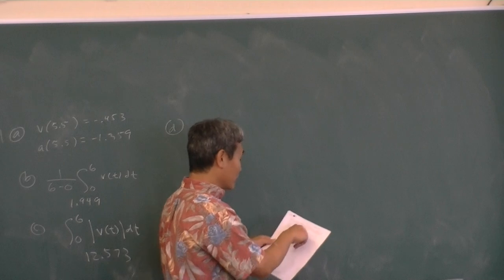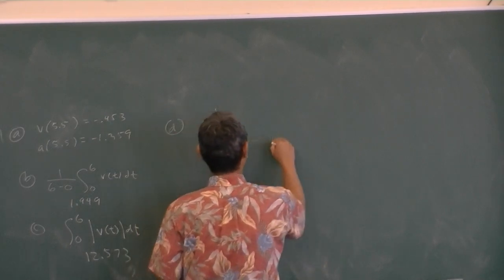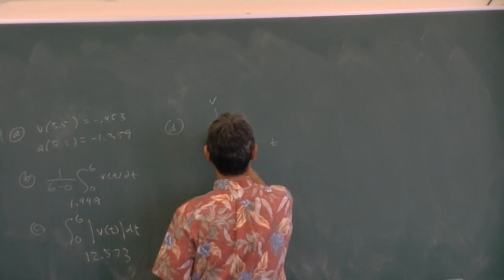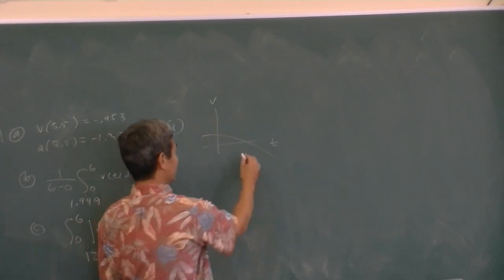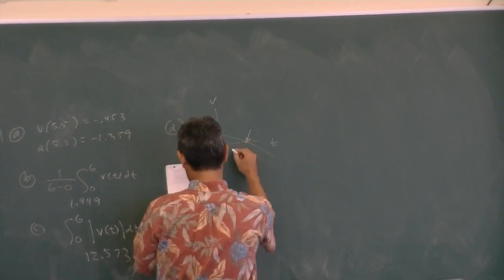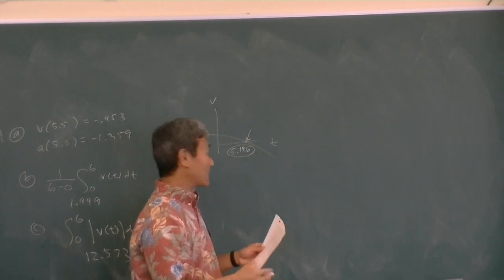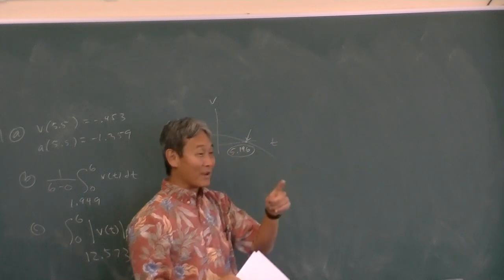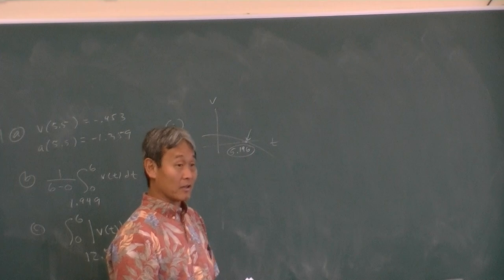So what you do is you take your velocity equation and you graph it on your calculator. Wherever it crosses the axis, that's where it changes sign. So that is 5.196. If you just put 5.196 on your paper, you got 1 point. That's 1 point, as long as it's on your number line.